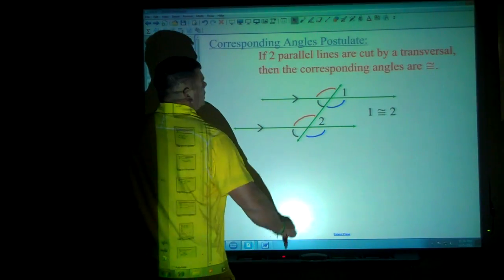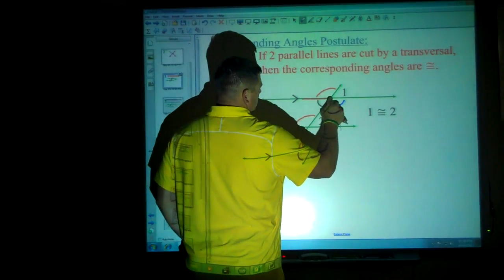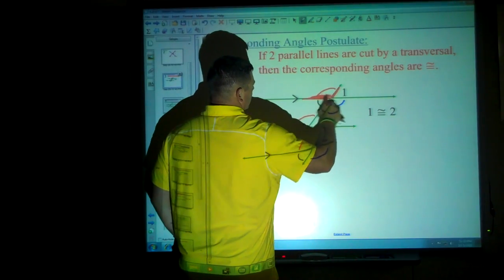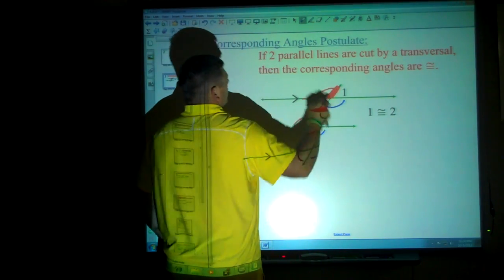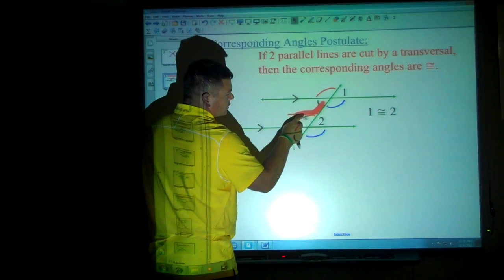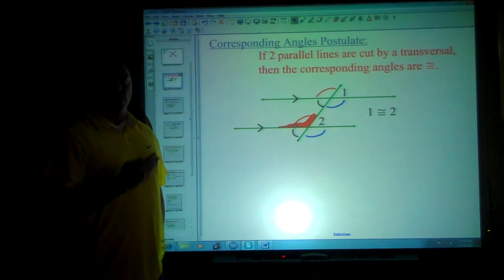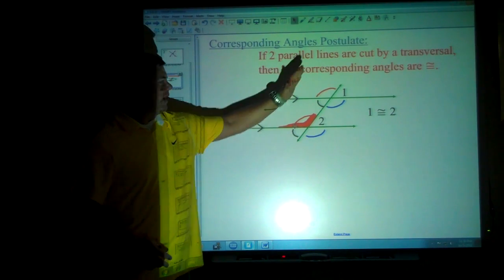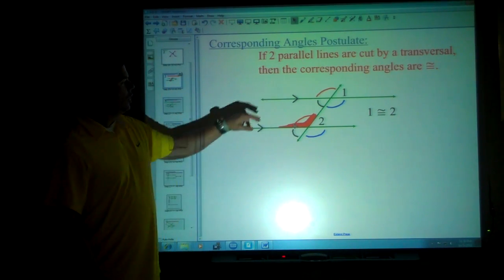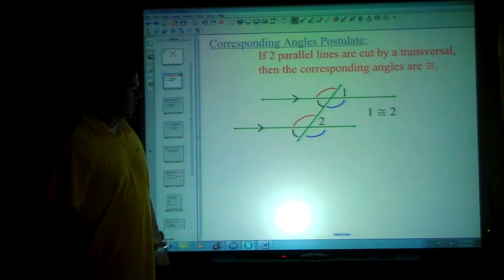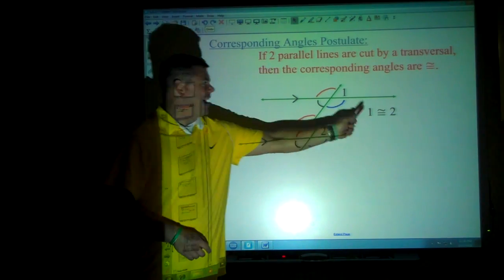If you took one of these and you said, okay, this right here, that's my angle measurement right there, and you took it and you moved it down here to this one, it would fit in exactly the same location. And the reason? Parallel lines cut by a straight line, a transversal, will create a situation where the corresponding angles are exactly the same.